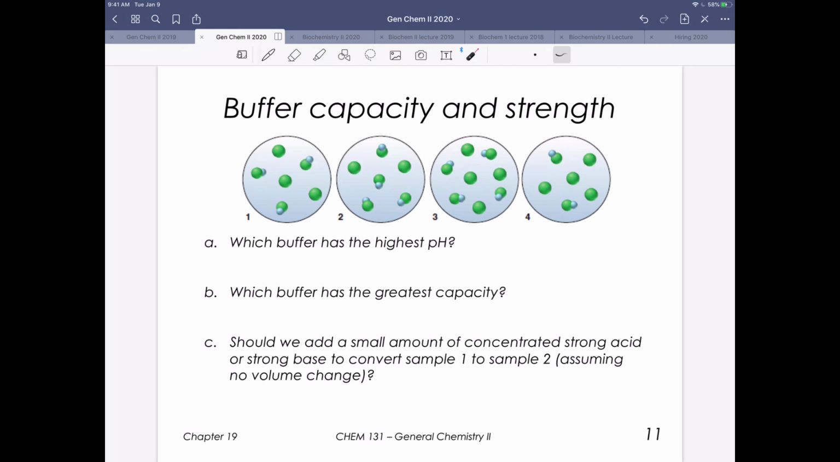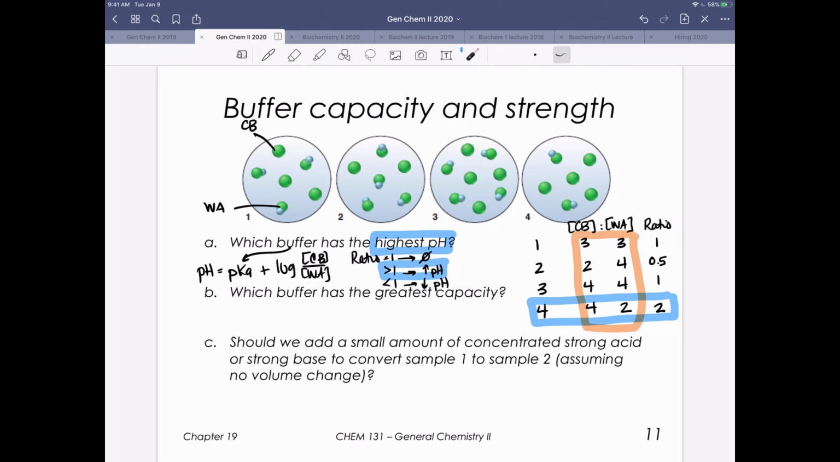Okay, moving on now to the solution for this problem. I'm going to go through this in steps. When we think about determining which buffer has the highest pH, all of these are going to have the same pKa. So if we want to find the highest pH, we basically have to look at this ratio and ask which has a ratio that's greater than 1. If this number is greater than 1, the log of something greater than 1 is going to be a positive number, so that's going to increase the pH the most.